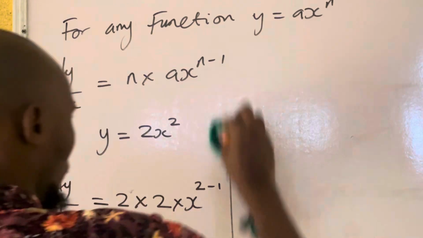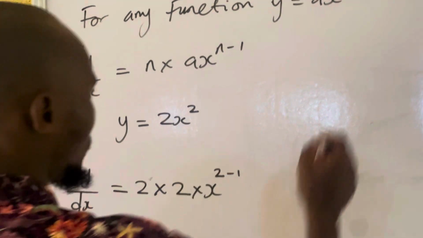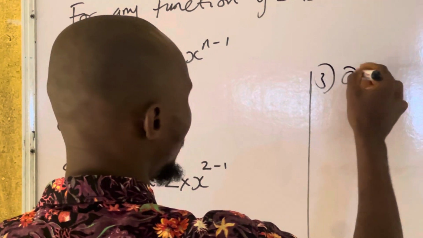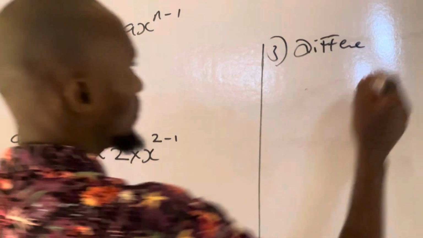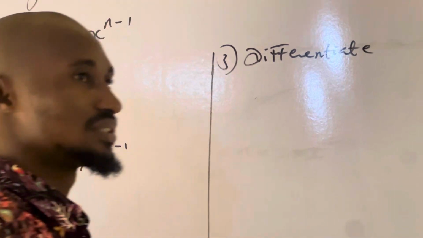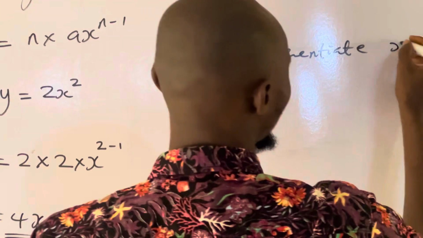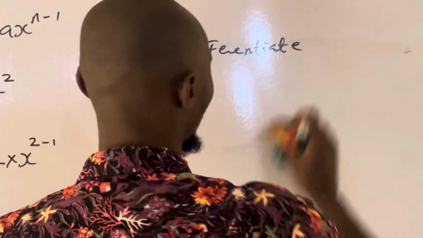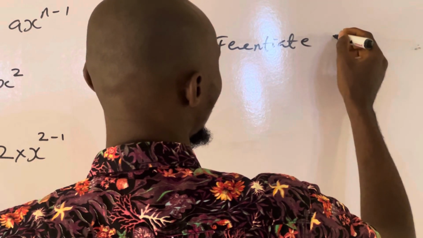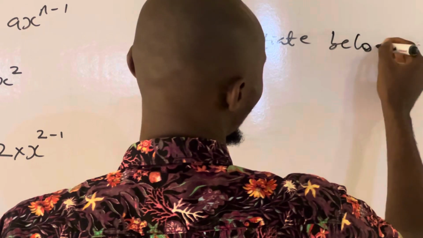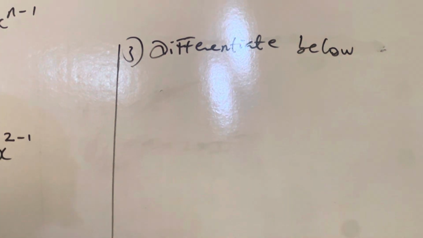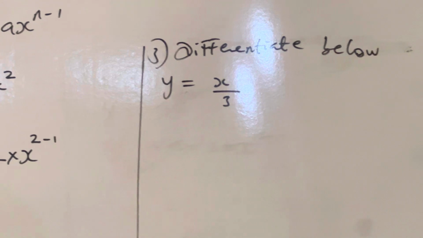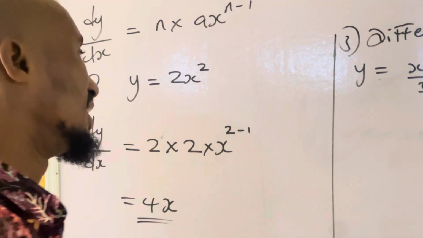So now, what if you have something like this? What if they say you should differentiate? They say number 3 now. Differentiate y is equal to x over 3. Or I can say differentiate the equation below. Do you understand now? How do you do this?